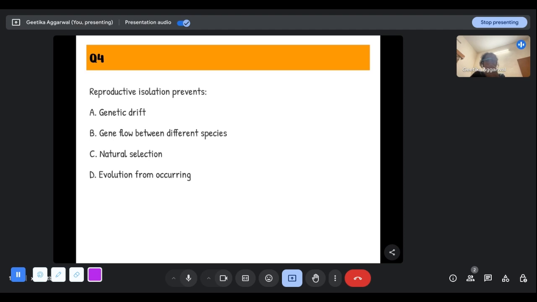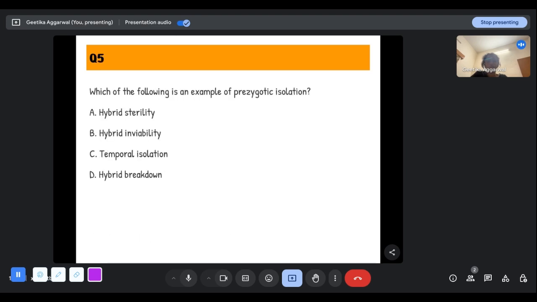Okay, reproductive isolation prevents what? Does it prevent genetic drift? Does it prevent gene flow between different species? Does it prevent natural selection? Or does it prevent evolution from occurring? So, what is reproductive isolation preventing? The correct answer to this question is that reproductive isolation prevents gene flow between different species.